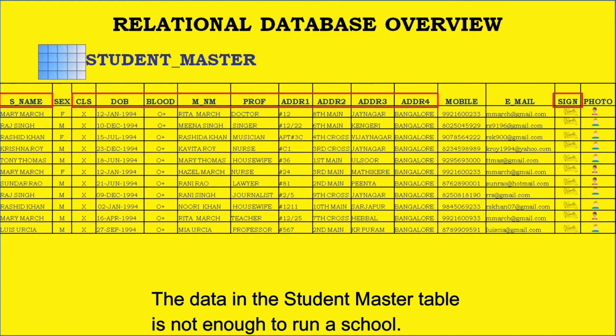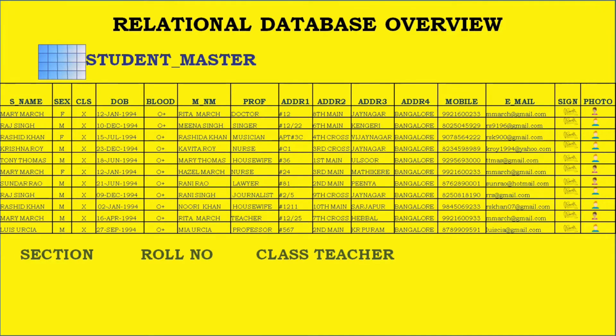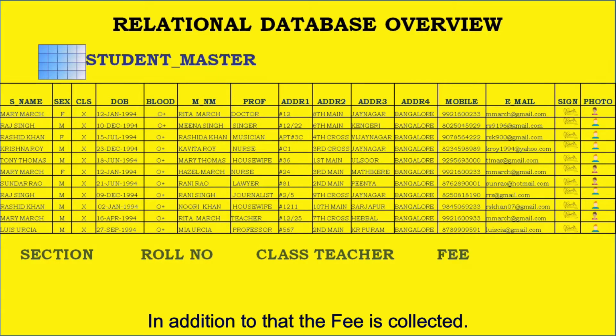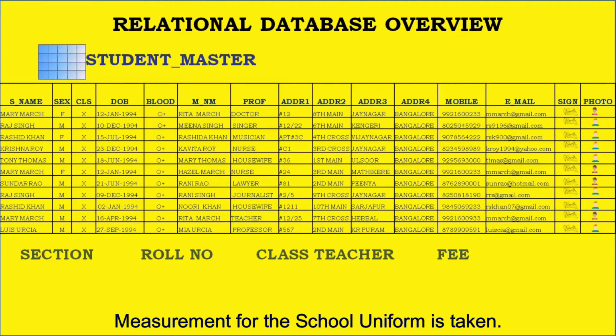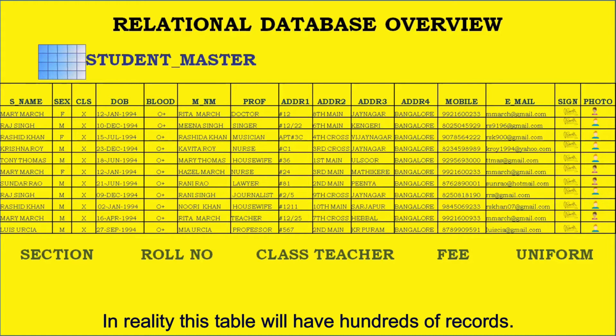The data in the Student Master table is not enough to run a school. Every student is given a section and a roll number, and a class teacher is allocated for the section. In addition to that, the fee is collected, measurement for the school uniform is taken. Now, this is a sample view. In reality, this table will have hundreds of records.